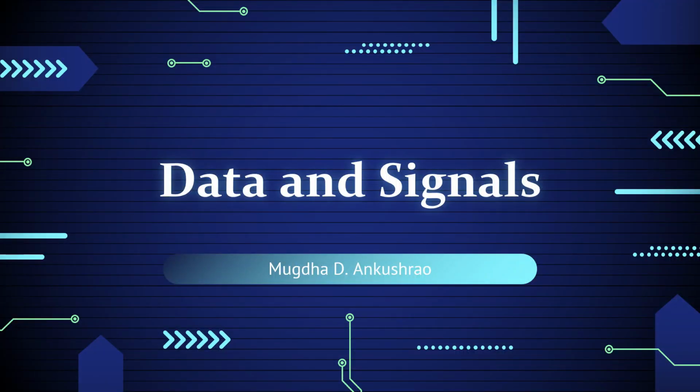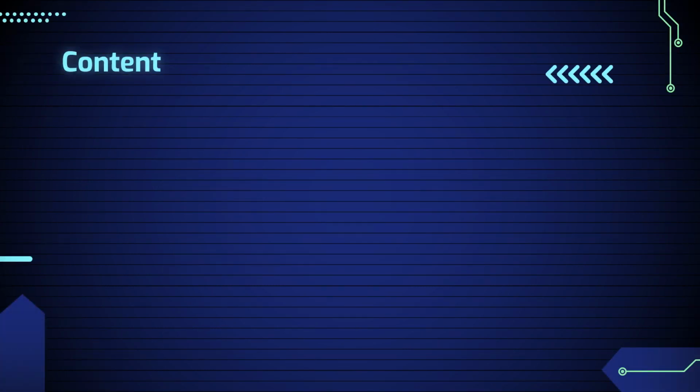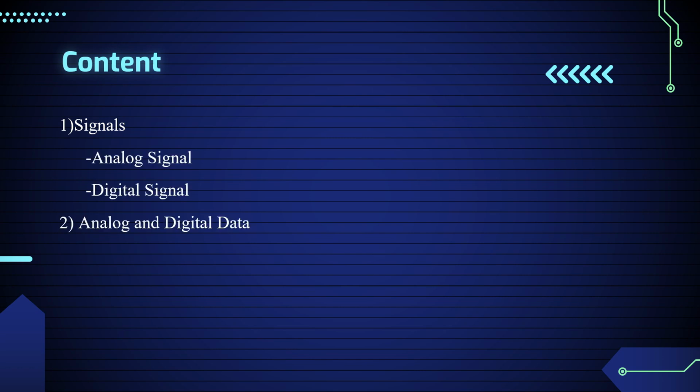Hello everyone. In this video, I am going to explain about data and signals. First, we will understand the topics that we are going to see in this video. The first one is signals. In signals, we are going to understand two types of signals, that is analog signal and digital signal. Then we will understand about analog and digital data. Then we will see comparison between analog signal and digital signal.